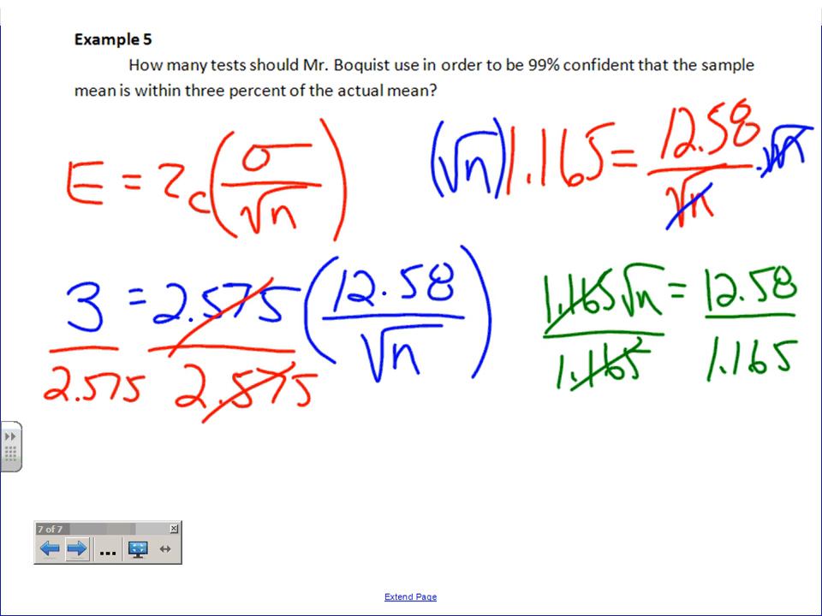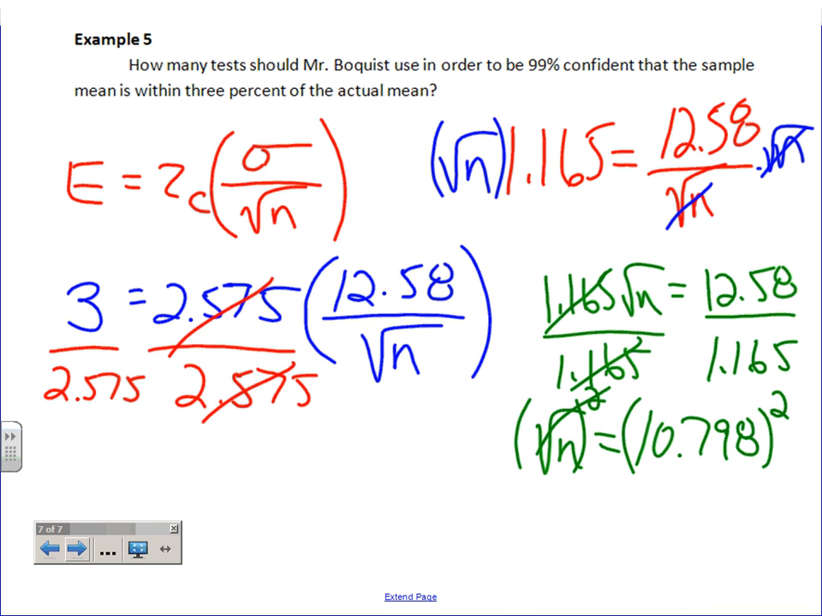And the square root of n is going to be that decimal, correct? 10.798 or something like that, right? And yes, you have to square it. So n is 116.6, and in this case it's 116.6 scores or tests or something like that, right?